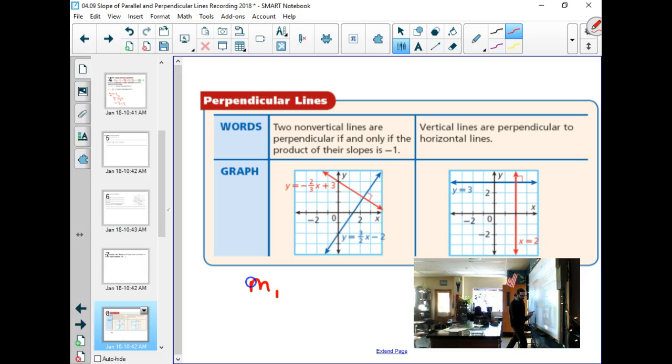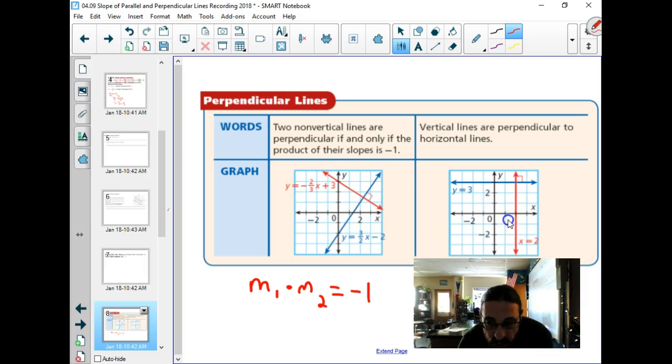So the slope of line 1 times the slope of line 2 is negative 1 if those lines are perpendicular. Another way to put it is the slope of the line perpendicular to this blue one is the opposite reciprocal. So this slope is 3/2. The opposite of that is negative 3/2, and the reciprocal is negative 2/3.